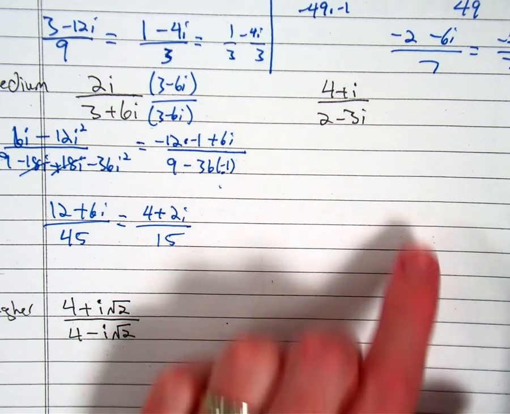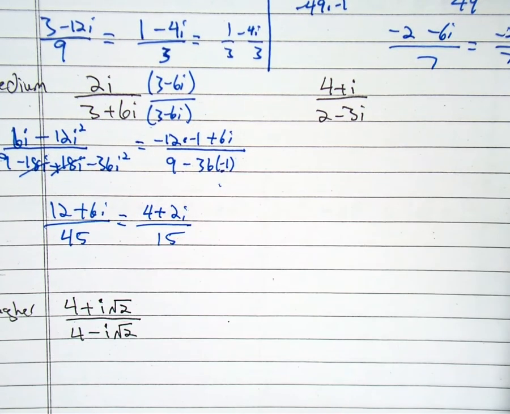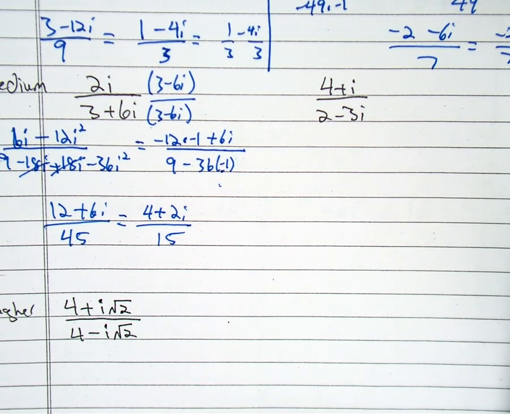Okay, let's have you give this one a go. (4 + i) divided by (2 - 3i). Push pause and try that on your own. All right, welcome back. Let's see how you did.